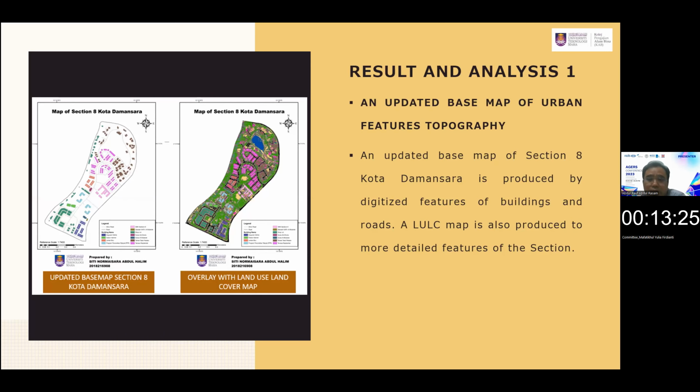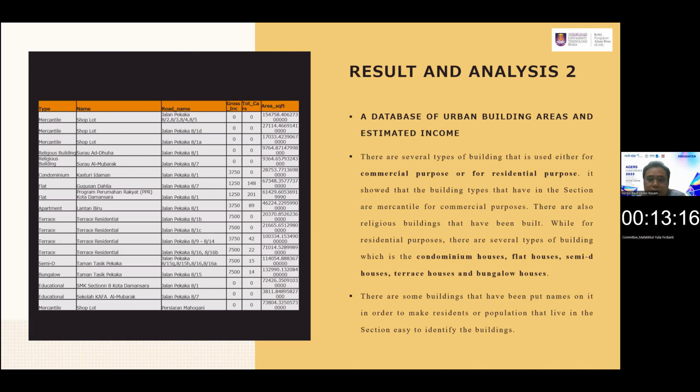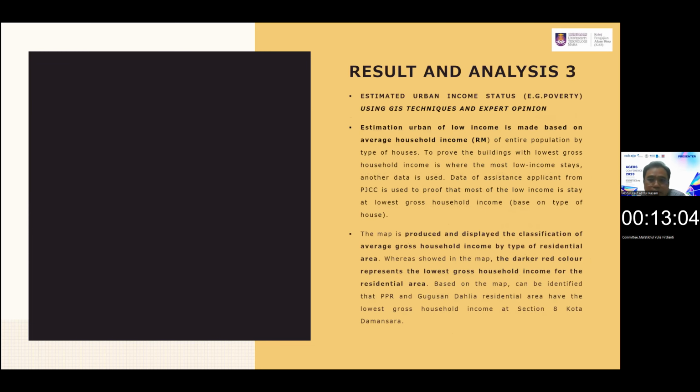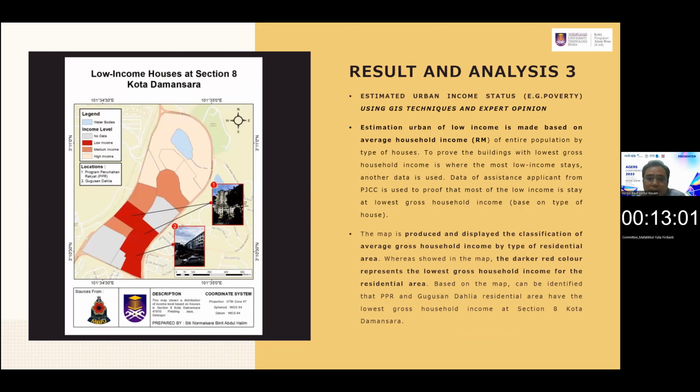That's why we need to update the database based on a multi-integrated method of GIS, remote sensing, and also expert opinions. The second result is the database. This database is related to the urban building area and also estimated income. The last result is the estimated urban income status, poverty, using GIS and also expert opinions. Based on the expert opinion and the existing secondary data, we can identify the qualitative value of the income level.